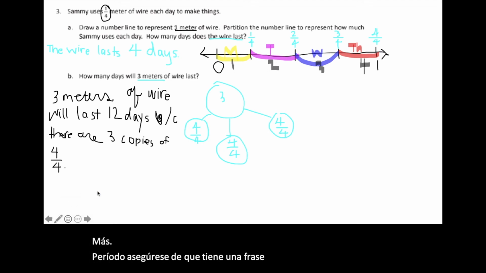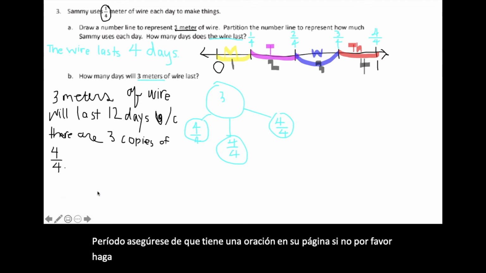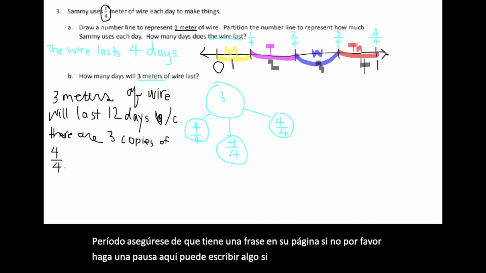If you don't, please pause here. You can write something down. If you need to look over anything, feel free to go back.